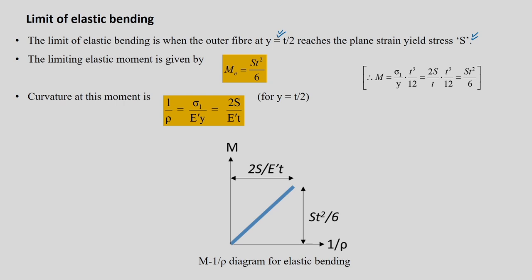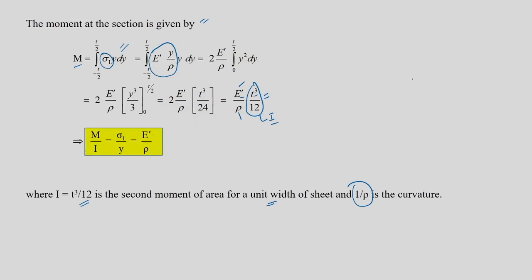So, what do we do now? The moment equation is sigma 1 by y into t cube by 12, which you already derived. Moment is equal to sigma 1 by y into I, which is nothing but t cube by 12.